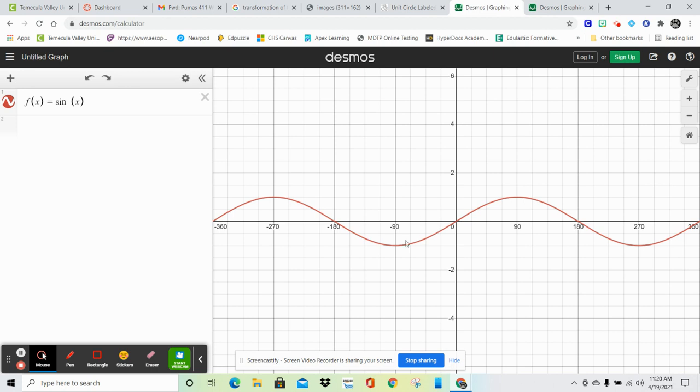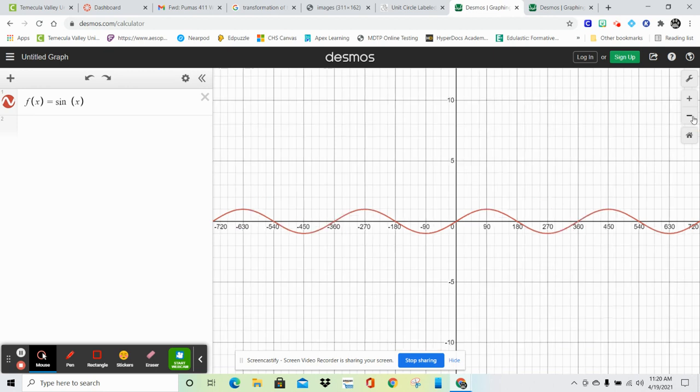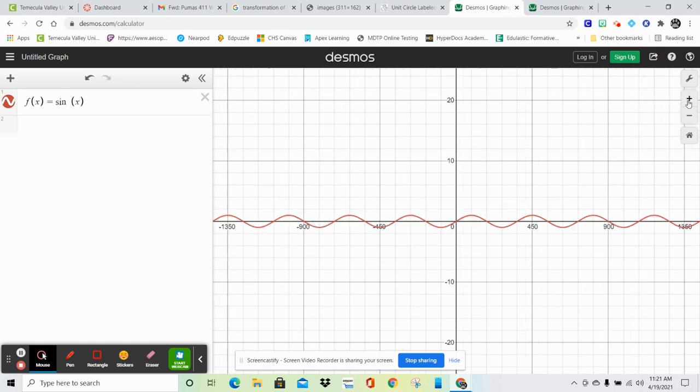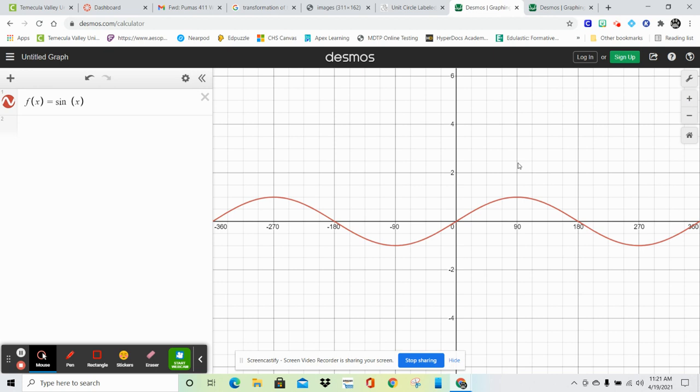If you look back this way, it's the same thing over there. You can see on the screen right now there are two periods: from negative 360 to 0 is one period, and from 0 to 360 is another period. It just repeats. The more I zoom out, you can see it over and over again. It never ends. The domain is all real numbers. The range would just be from -1 to 1. And the period would be 360 degrees, from 0 to 360, and then that period repeats.